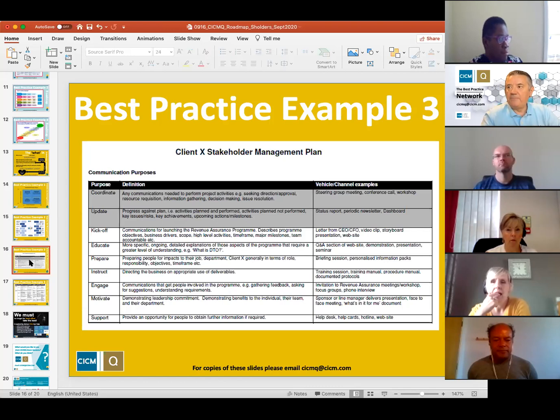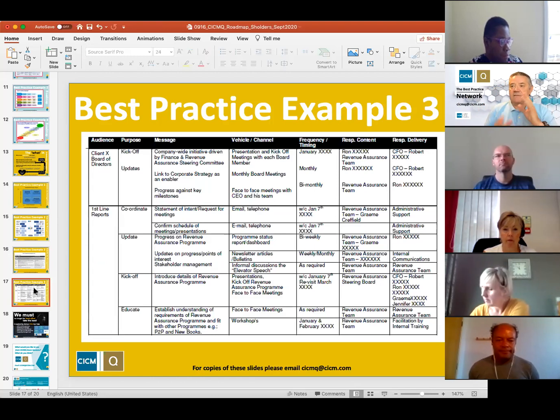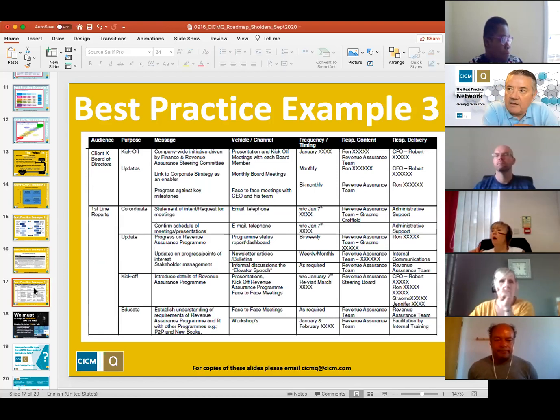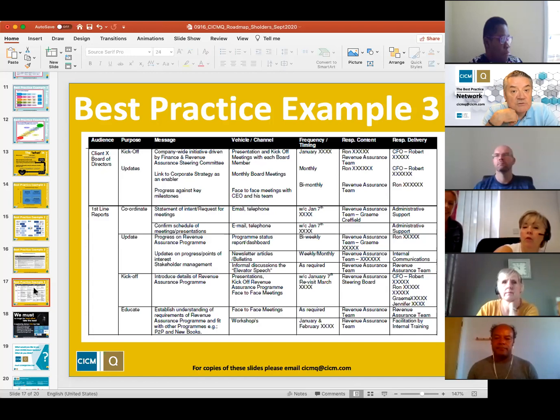So this is the first part of the stakeholder management plan that I pulled together for them. And again, this might be old, but it's a really, really basic thing you can have a look at and see how it works. The second one, this is the second page of it. This looks at who the audience is, what the purpose of that communication is, the message that you're trying to send, how you're going to deliver it, how often you're going to deliver it, who's going to put the content together, and who's responsible for delivering it.